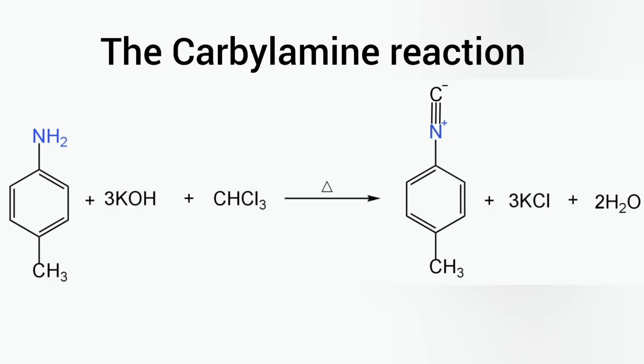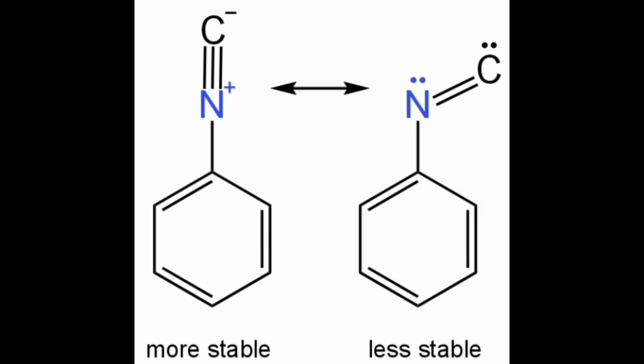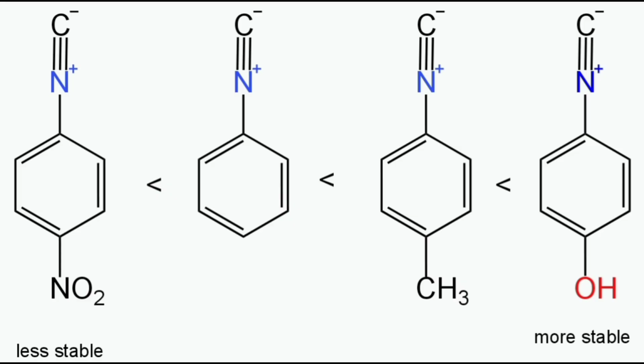In this video I'll be making para-tolyl isocyanide via the carbylamine reaction. Isocyanide exists in two resonating forms, linear and bent. The bent form is less stable and more susceptible to polymerization. The stability of the linear form can be increased by attaching electron donating groups.